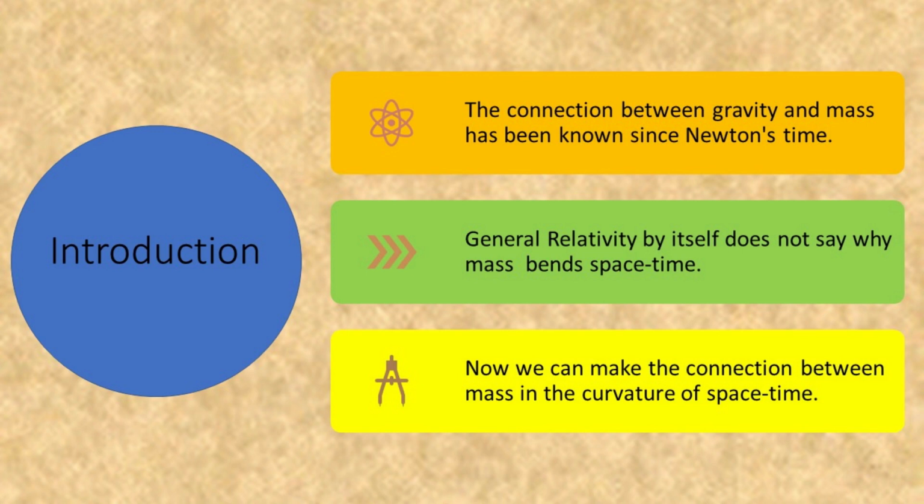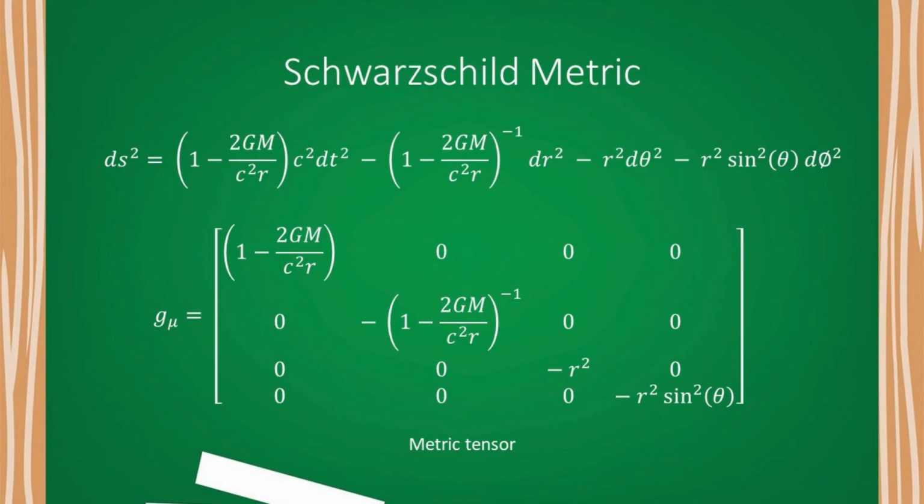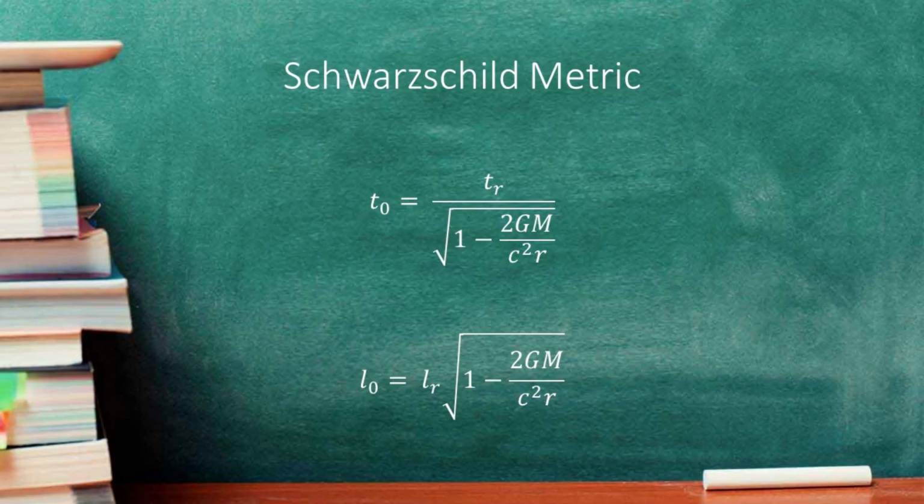Now we can make the connection between mass and the curvature of space. Here is the Schwarzschild metric and its corresponding metric tensor. They show how space-time curves within a gravitational field. It also predicted the existence of black holes. Here are the formulas showing gravitational time dilation and gravitational length contraction relative to an object at a distance. It shows abundantly clear that time is slower inside a gravitational field and length is shorter when compared to an object outside.